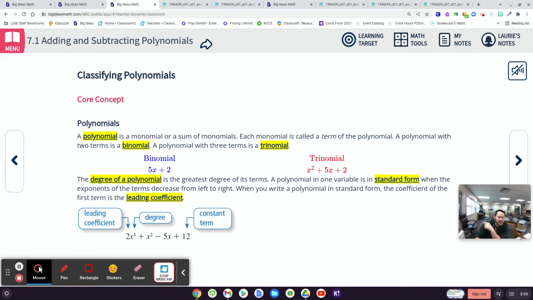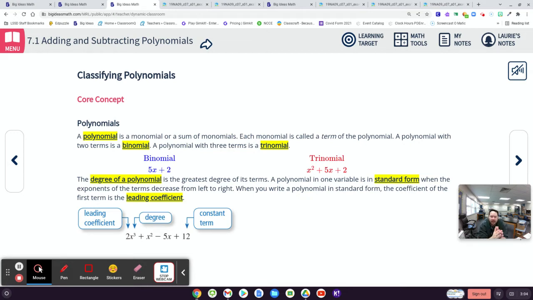And then the degree of a polynomial is the greatest degree of its terms. So like if you have this one here, you got 2x to the third, that has a degree of 3. X squared has a degree of 2. 5x has a degree of 1. And the constant term has a degree of 0. The degree of this whole polynomial here is 3. It's the highest degree of any of the terms in the polynomial. Woo! That's a whole lot of vocab, which is why you're taking notes, because you don't want to have to remember all of this all the time. You want to be able to refer to it in your notes.